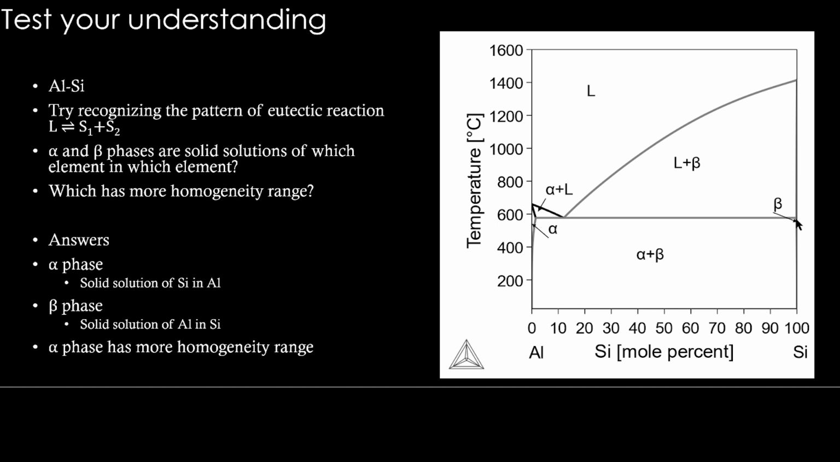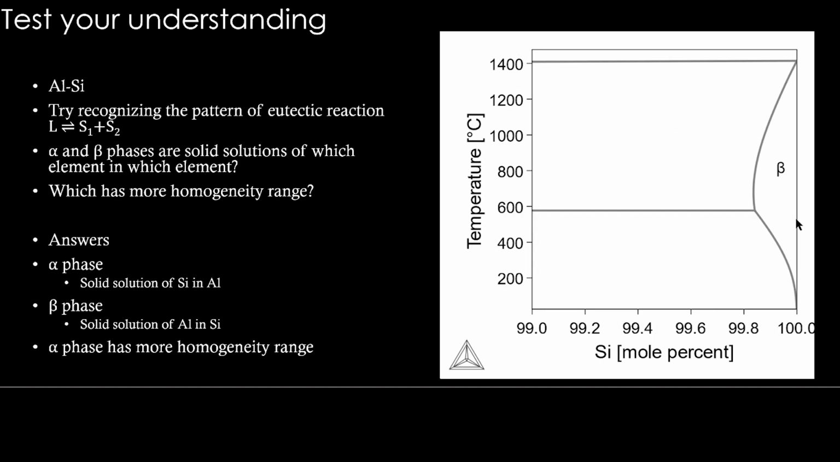For your understanding, I have made a zoomed in version of this phase diagram. You can see the x-axis is from 99 to 100. Okay, so it is in the extreme high silicon range. If we zoom into that range, we can see a small beta region like this. So 99.8 and above, right? It means 0.2 is the maximum solubility of aluminum in silicon. So that is beta.